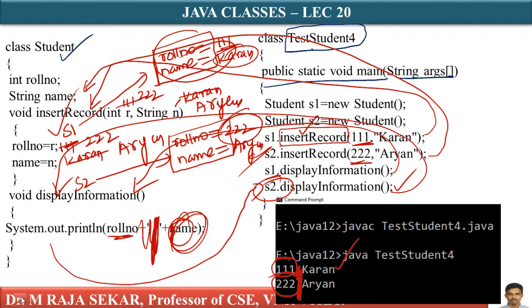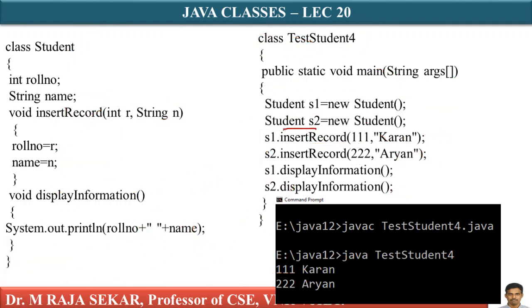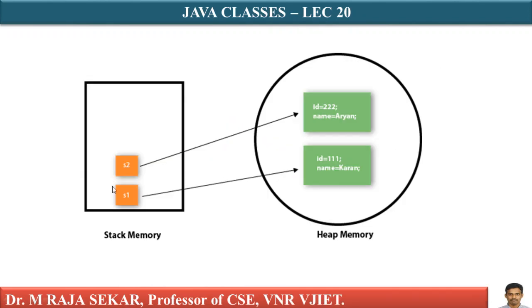What is the difference between this program and my previous program? In this program, I am using methods to initialize objects. Insert record is a method by which I am initializing two objects, S1 and S2. If you speak strictly, internally what happens?